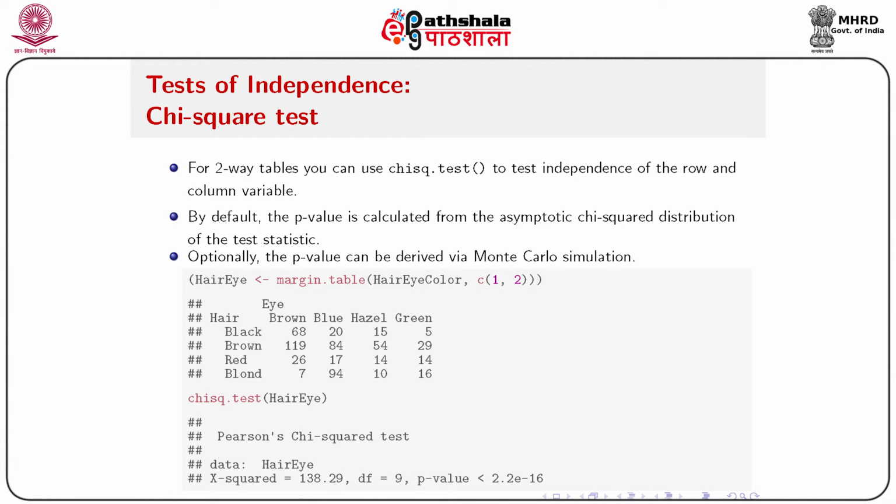Then this table can be passed through the chisq.test, and it will give you the chi-square value, the degrees of freedom, and the p-value. And the p-value, as you can see, is much lower, so it is statistically significant.